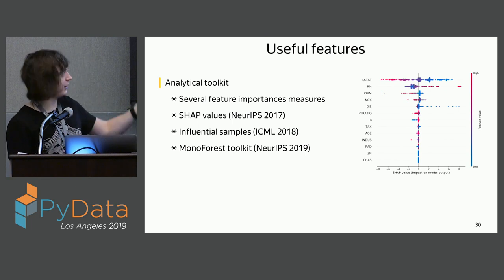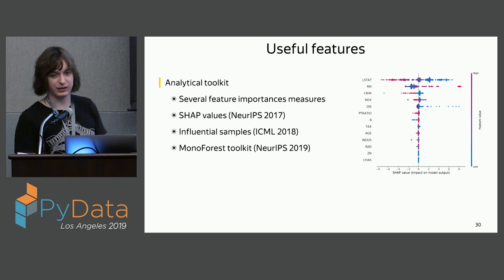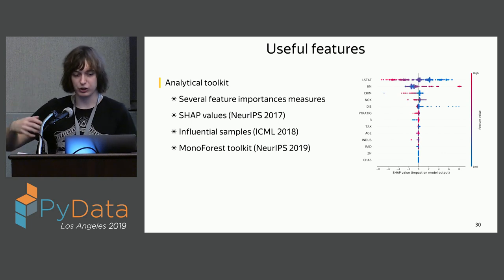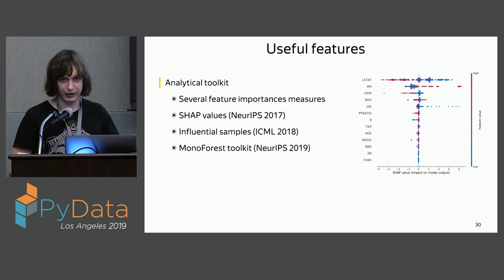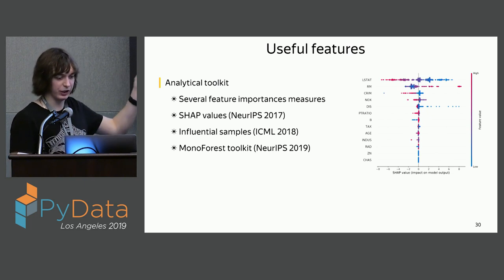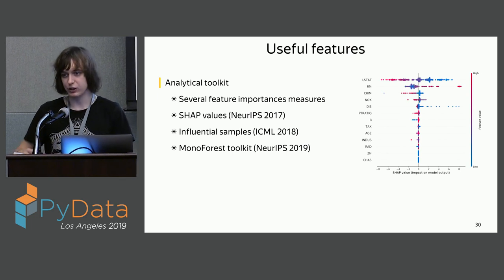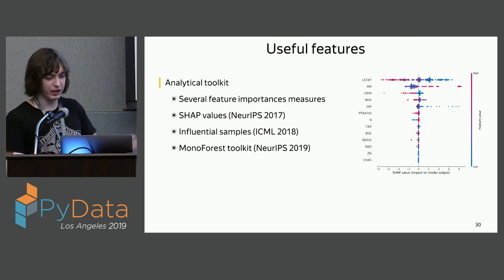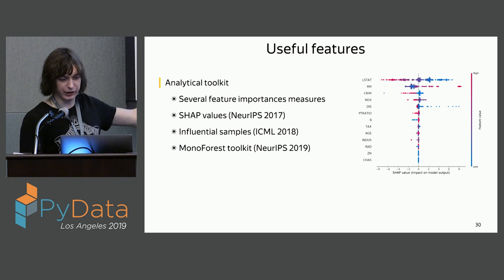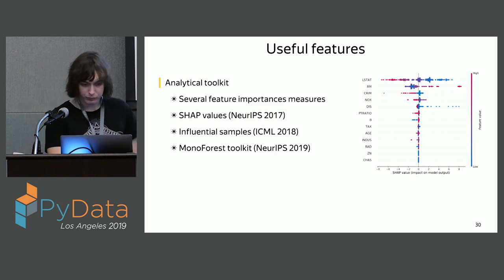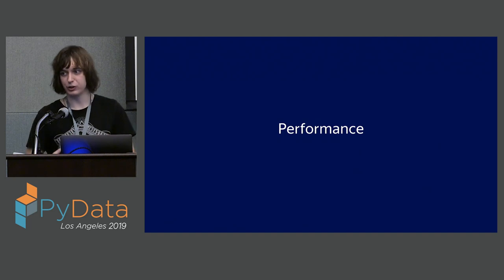On top machine learning conferences like NeurIPS 2017, there are SHAP values. It's a feature importance measure that could be computed for each sample. For each document we could compute, in a theoretically optimal way, the importance of each feature for this document. We have support for influential samples from an ICML 2018 paper, and this allows you to find what observations are important for your model, what influences model predictions. And finally, we have a MonoForest toolkit. It's a new paper that will be published at NeurIPS 2019 that gives one more new way to look at decision trees.